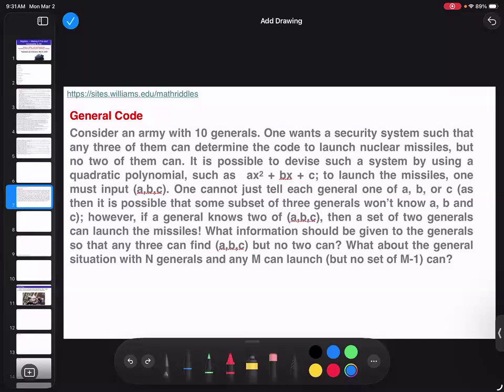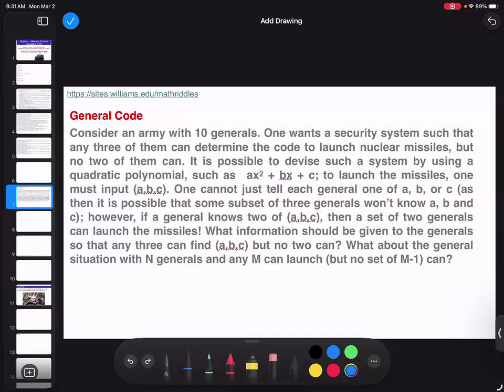All right, so this is the problem I asked you to think about. You have an army with 10 generals. One wants a security system such that any 3 of them can determine the code to launch, but no 2 of them can. It is possible that you can do this by using a quadratic polynomial. So how many of you are teaching quadratics? Okay, so at least a good number of you have been teaching something like this.